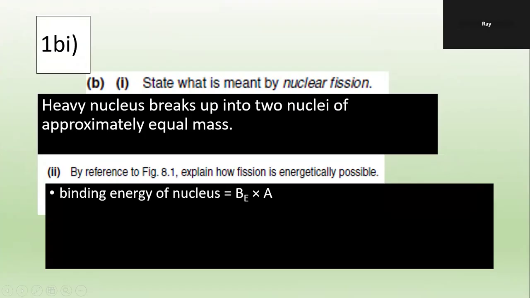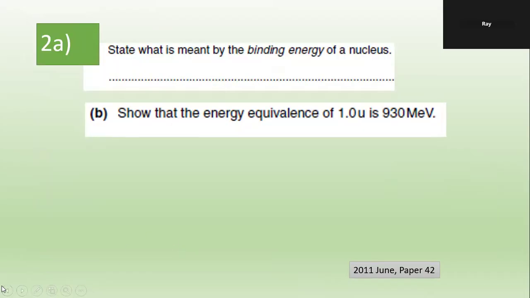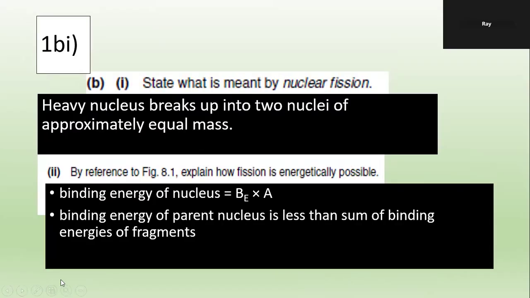Binding energy of nucleus is binding energy per nucleon times A. Binding energy of parent nucleus is less than the sum of binding energy of fragments. Okay, that's all. Okay or not? 2 marks.